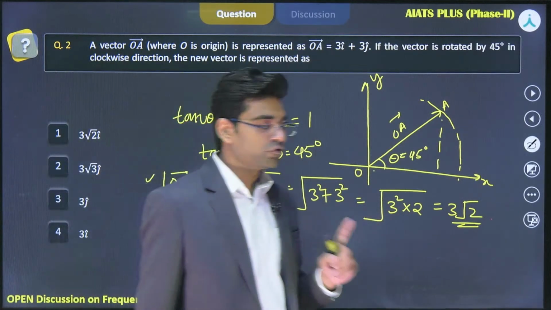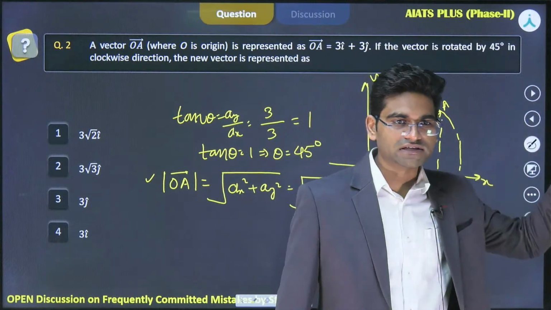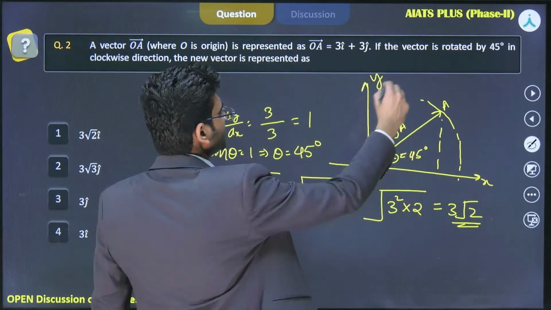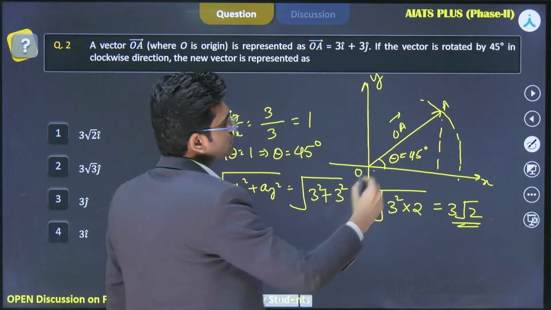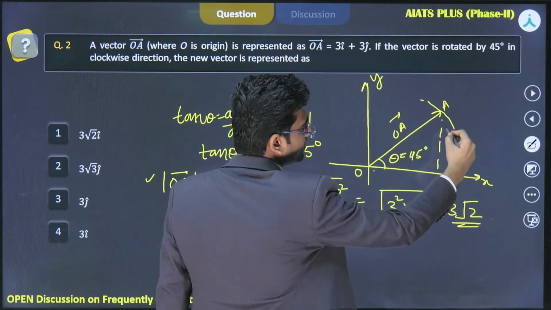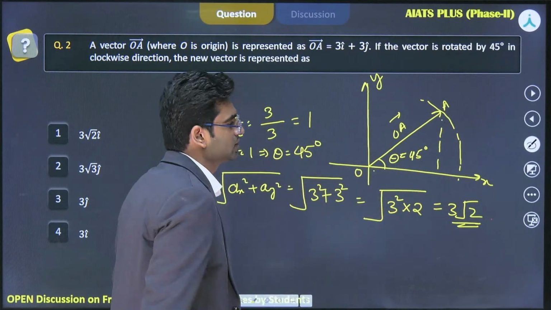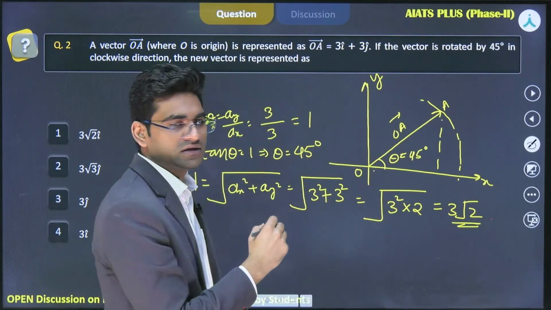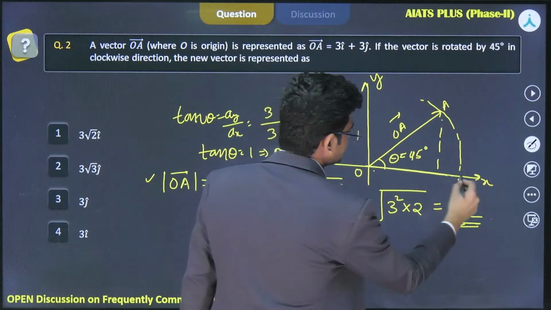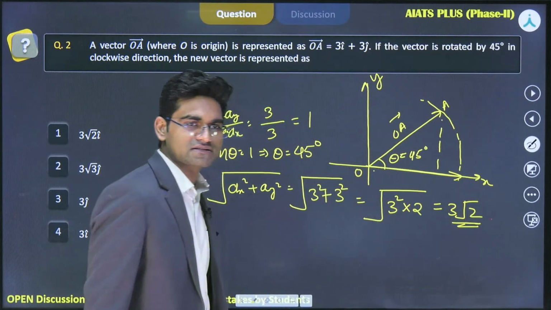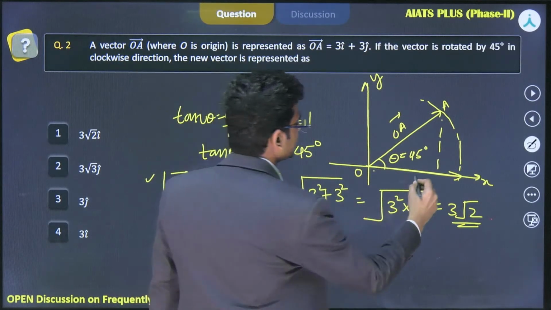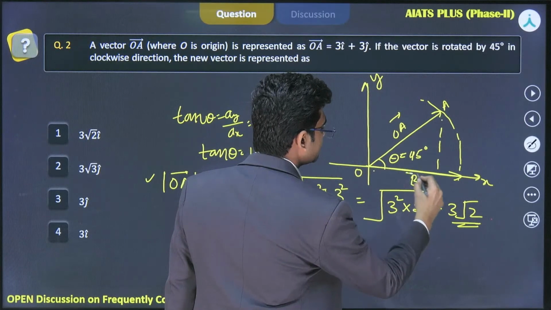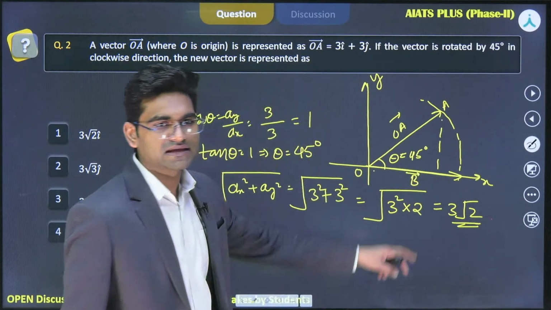Now I want to know the direction of this final vector, after rotating this vector by 45 degree. So if I rotate this vector in clockwise direction by 45 degree, what will be its orientation? Can you tell me? It will be along x-axis, right? It will be along x-axis. So let's say this final vector is b vector, this will align like this.